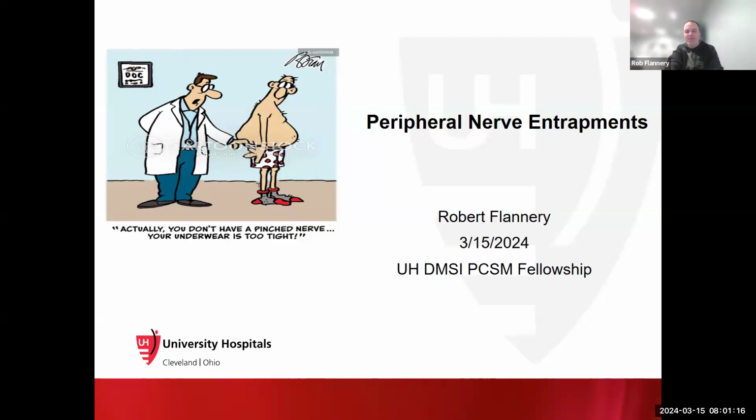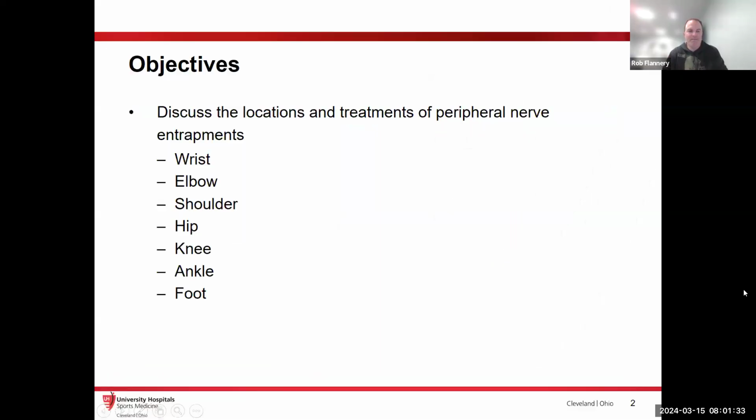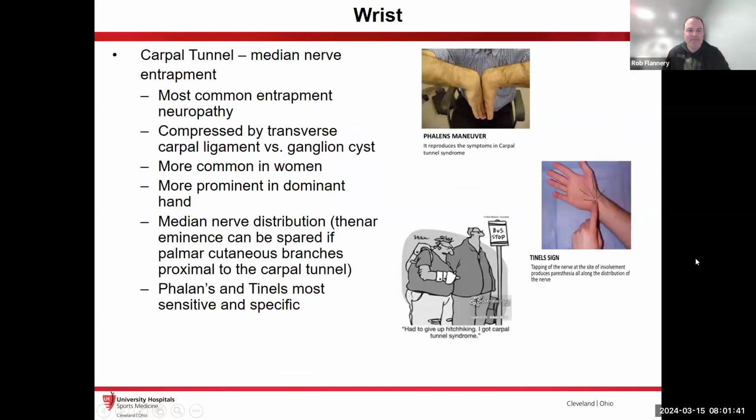So we're going to talk about peripheral nerve entrapments. Cartoon here. Hopefully by the end of this talk, you'll know which nerve was entrapped in this cartoon. Let's see if it's going to move forward. There we go. All right. So objectives, we're going to discuss locations and treatments of peripheral nerve entrapments: wrist, elbow, shoulder, hip, knee, ankle, and foot. We're going to start with the wrist and work our way proximal.